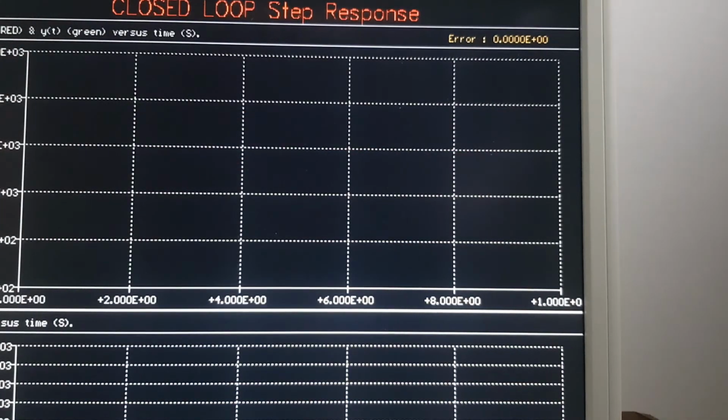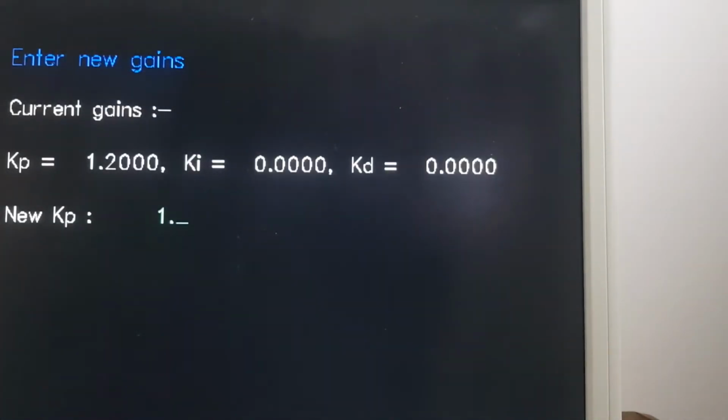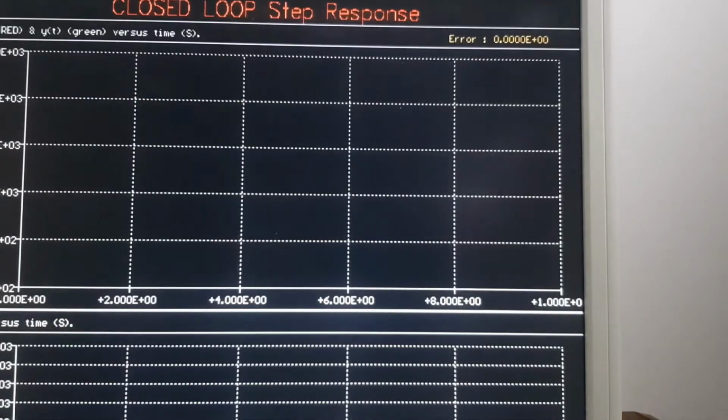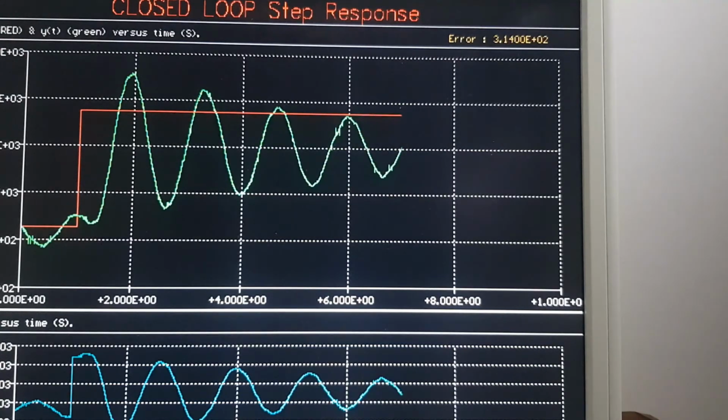If we increase the gain again to 1.6, no integral, no derivative, so this has got quite a big gain now. We now get an even bigger overshoot, and it's now become too oscillatory for a control system. The steady state error has reduced, but at 1.6 this is too oscillatory.